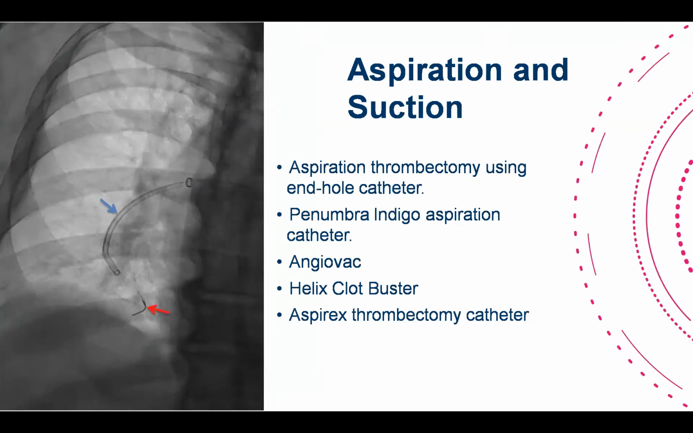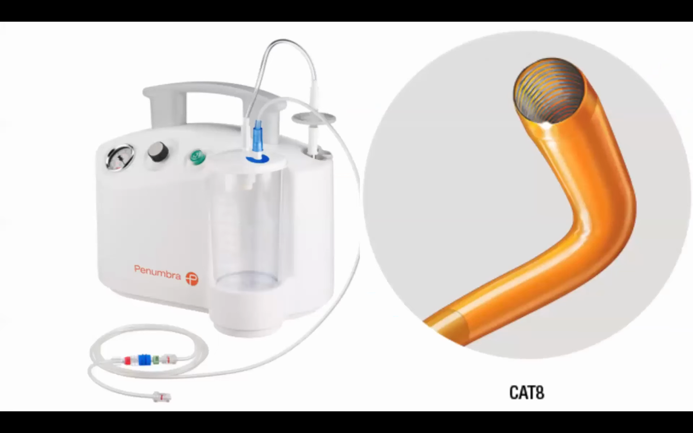So this is another device that we normally use when we deal with PE, which is aspiration and suction. We'll put a big sheath inside the pulmonary circulation, and then we'll go as far as we can with the sheath, and then we'll use this wire to break down the clots, and then we'll use this catheter to suck the clots. And this is the device. We call it CAT-8. It's from Penumbra.